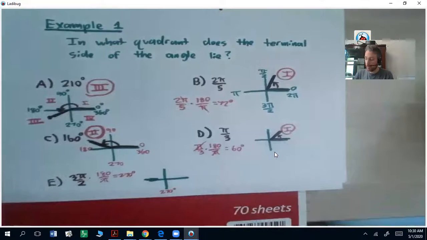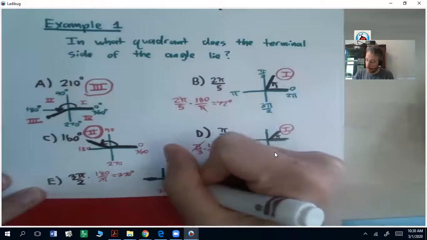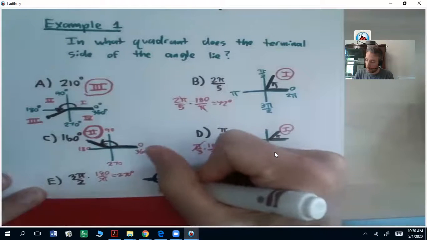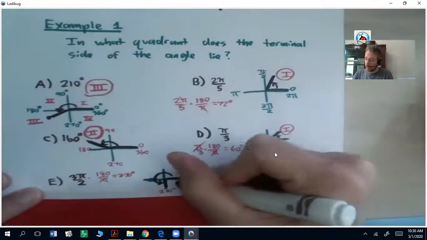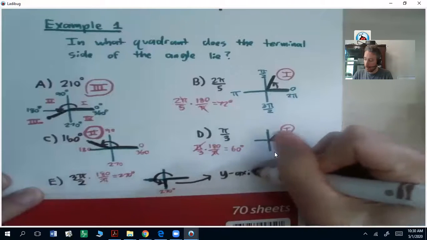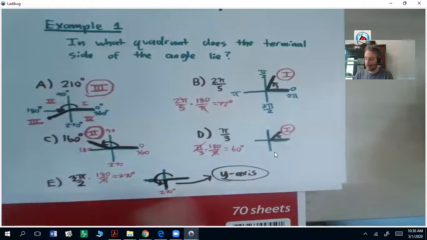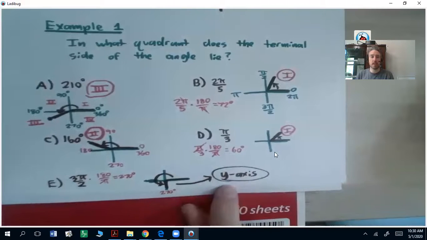It's not actually in a quadrant. So in this problem, the angle will actually fall between 2 quadrants. So the terminal side of a 270 degree angle is actually on the y-axis, not in a quadrant. So that's kind of a little bit of a trick question there because it's not technically in a quadrant.